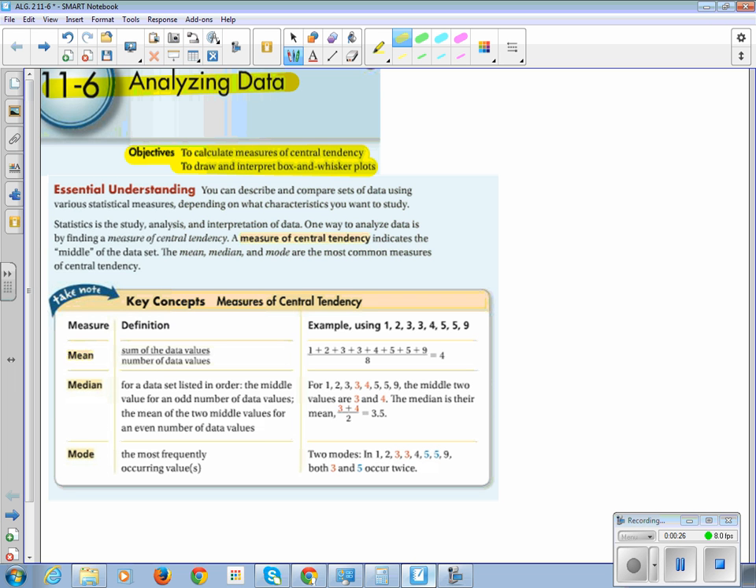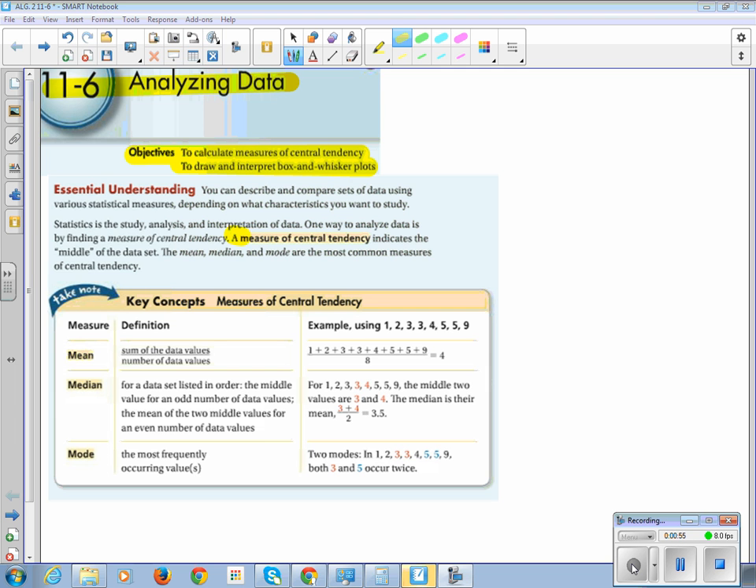Just because it's important to read, the essential understanding is you can describe and compare sets of data using various statistical measures, depending upon what characteristics you want to study. Statistics is the study, analysis, and interpretation of data. One way to analyze data is by finding a measure of central tendency.